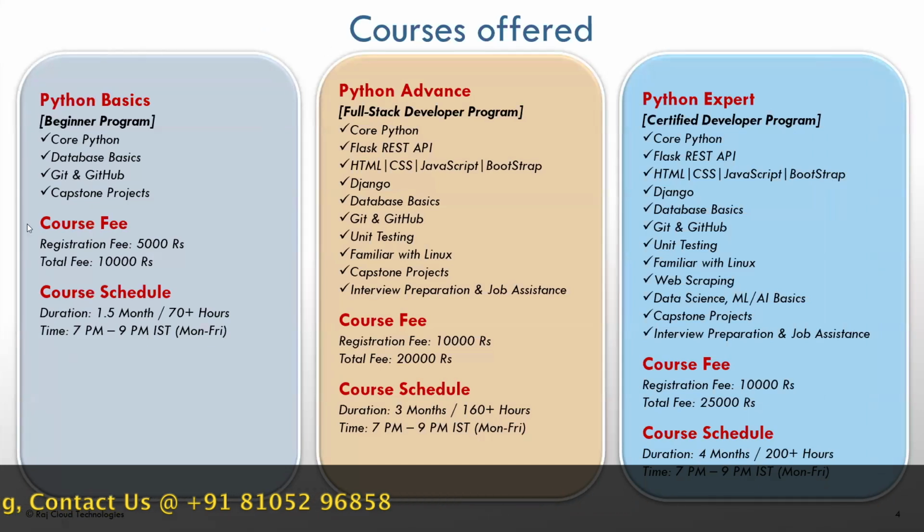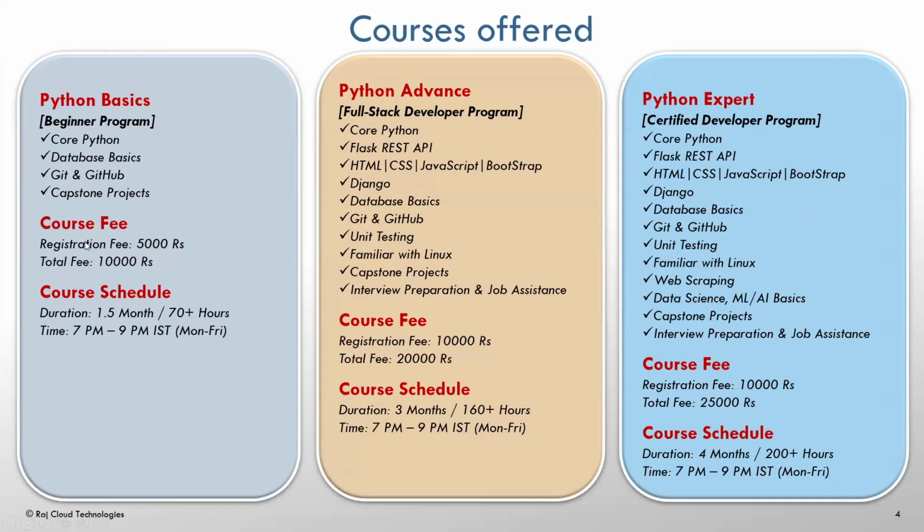Okay. Python basics is a 10,000 course, and it goes around 1.5 months with 70 plus hours, and around 40 sessions. And Python advanced will be covering the front end and the back end, I mean, along with the Python basics, in both the Python fundamentals, database basics, and GitHub. And the API stuff is a Python Flask API, and Django is a front end framework. So when I say front end framework, we should also be covering the HTML, CSS, JavaScript as well.